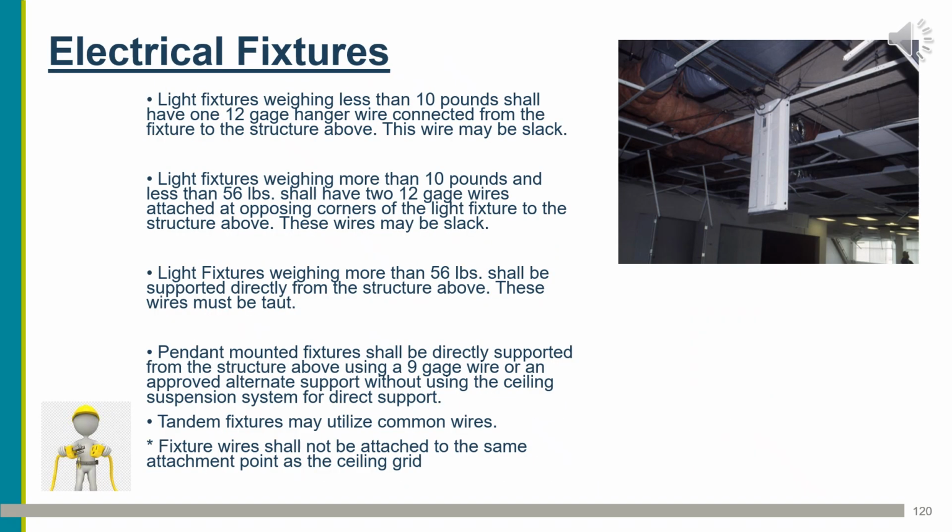So let's look at the code requirements. Light fixtures weighing less than 10 pounds shall have 1 wire. So this is going to be like your can lights. Light fixtures weighing between 10 pounds and 56 pounds shall have 12 gauge wires. And light fixtures weighing more than 56 pounds shall have positive attachment, and the wire shall be taut.